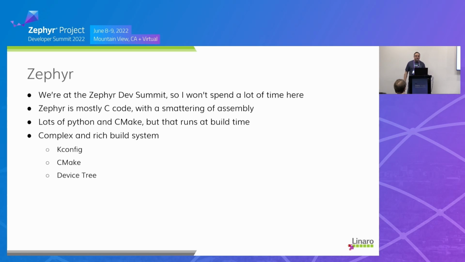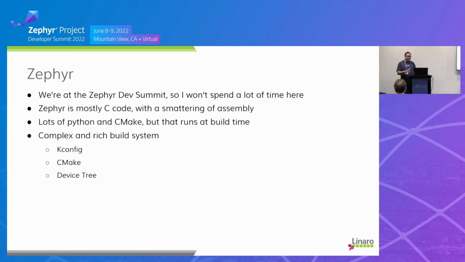So we're at the Zephyr Dev Summit. I'm not going to give you a background of what Zephyr is, because that would hopefully be redundant. But if you've studied it, it's a bunch of C code with a smattering of assembly. There's a lot of Python code and CMake in there, but that's all stuff that runs at build time, and it's the C code and the assembly that gets built into the application that you build. We have a very complex and rich build system.